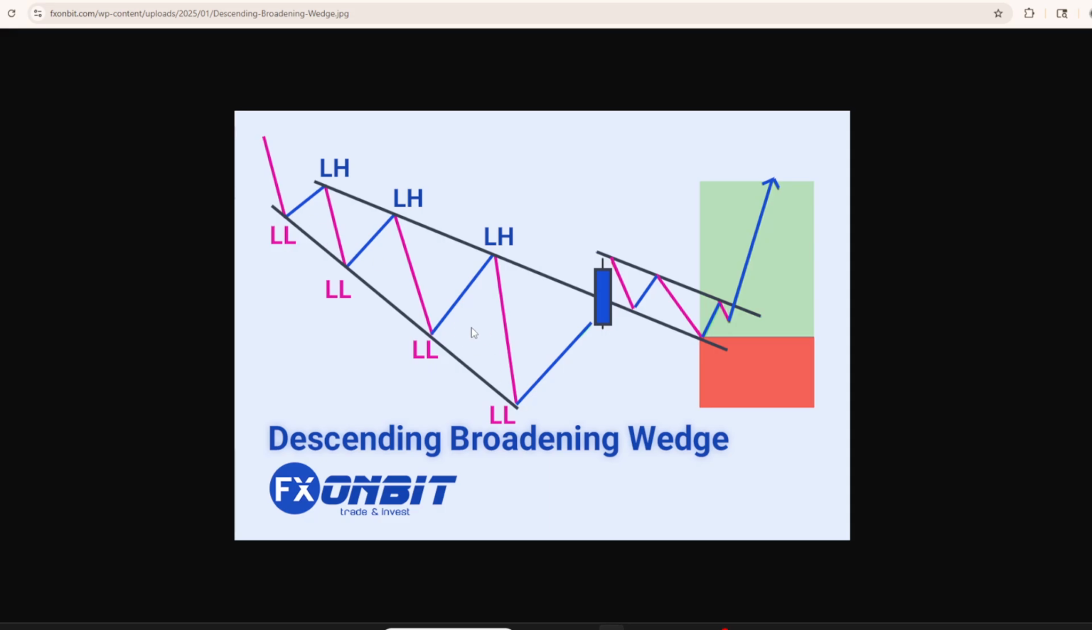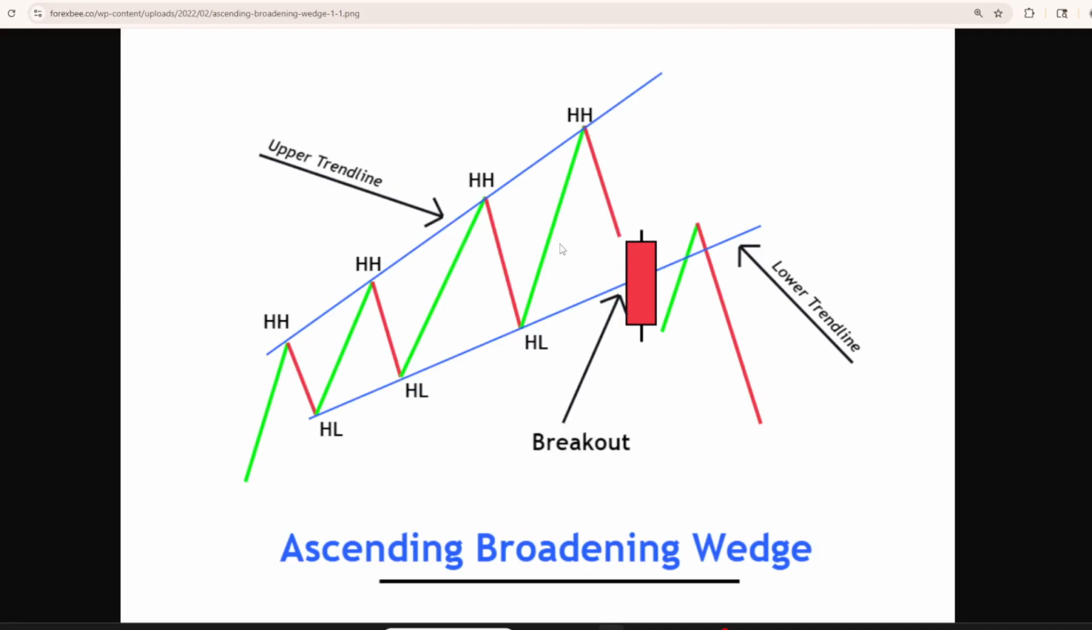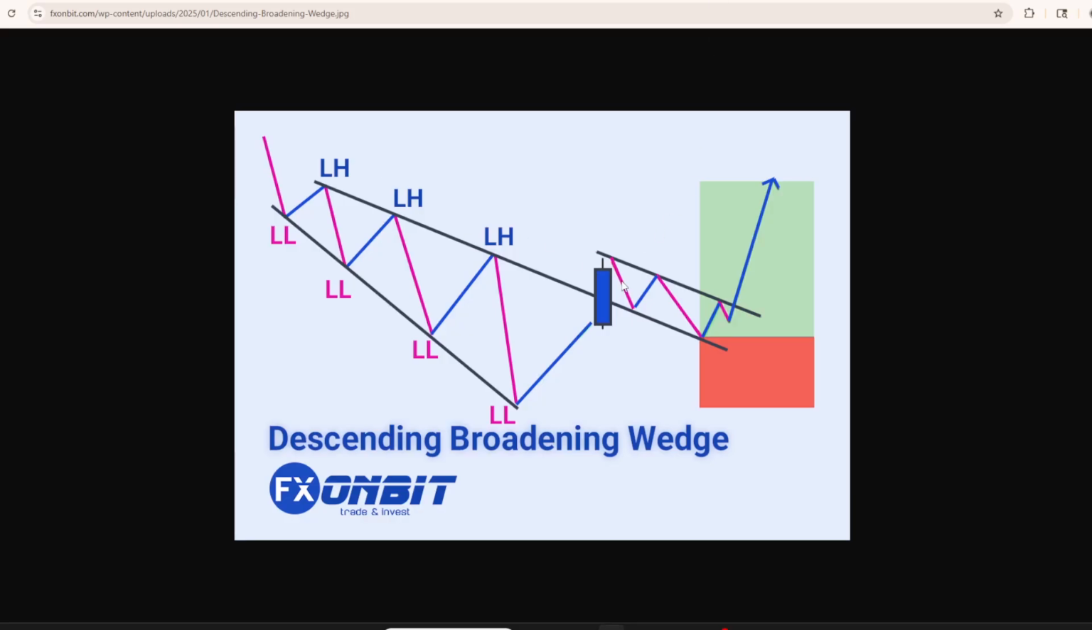But a descending broadening wedge, now you can think of it as a megaphone. Same here with the ascending. These are both reversal patterns. So the descending wedge, you have a move down. And ideally with any pattern, this is a rule of thumb, the more mature the trend is before the reversal pattern, the better. It gives you more confidence.